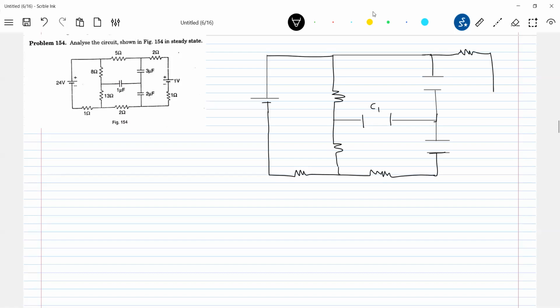If they are in series, there is one way of giving charges. If they're in parallel, there is one way of giving charges. So even at steady state, that idea of series and parallel will come into the picture. That's what this question is saying. 8 ohm, 13 ohm, 1 ohm, 2 ohm.